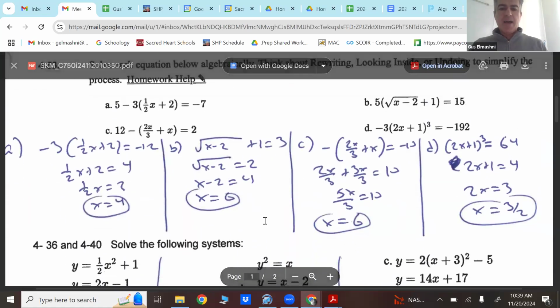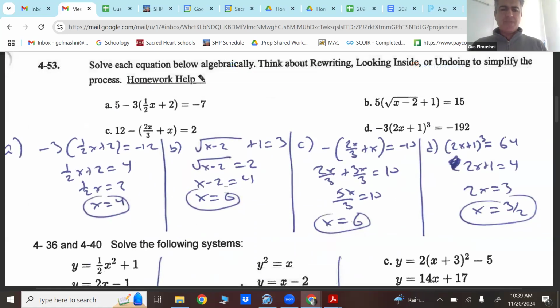So for part A, that's pretty easy. I would subtract the 5 and divide by -3, and then just solve for x. That's not that hard. Subtract 2, multiply by 2, you get 4. And by the way, if you have a graphic calculator, you could always graph the equation to see where they intersect. You could do that.